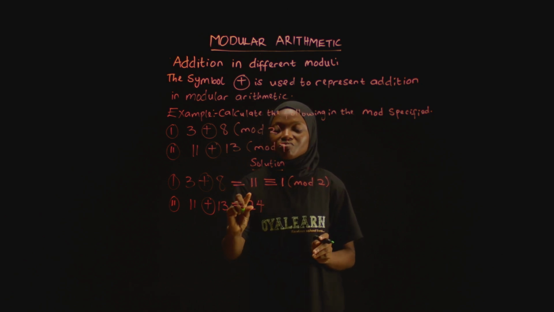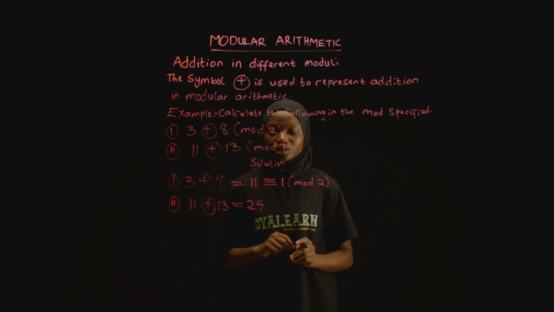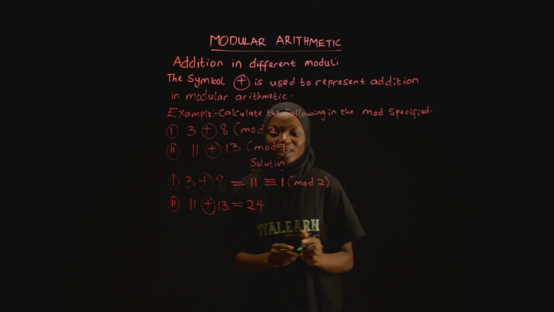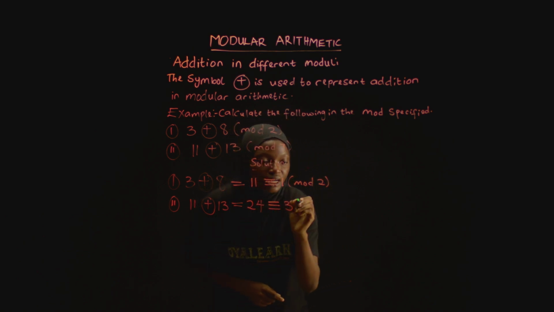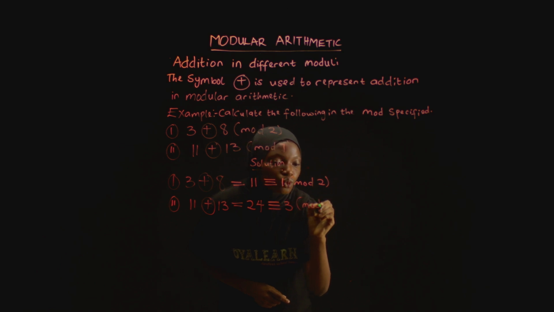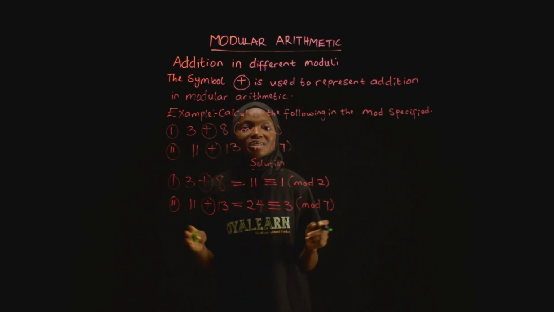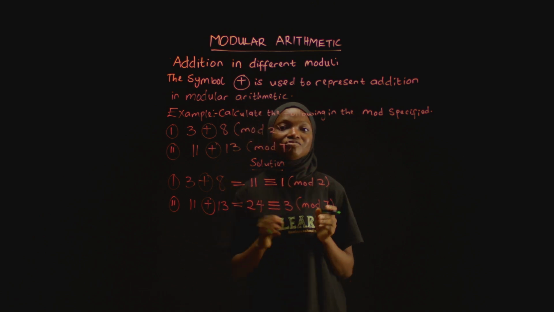So to do that, we divide 24 by the mode 7. How many 7 can we have in 24? We have 3, remainder 3. So that means 24 is equivalent to 3, the remainder, in mode 7. And that's how to perform addition in different moduli.